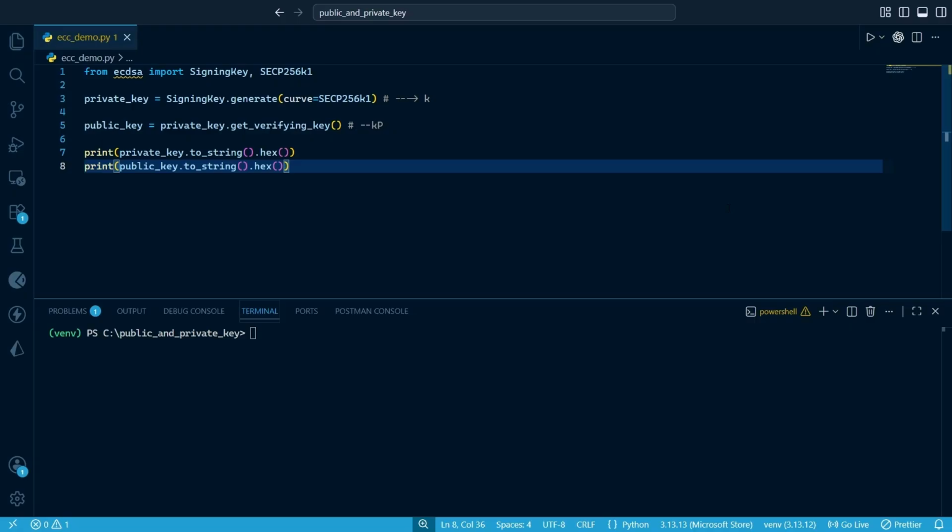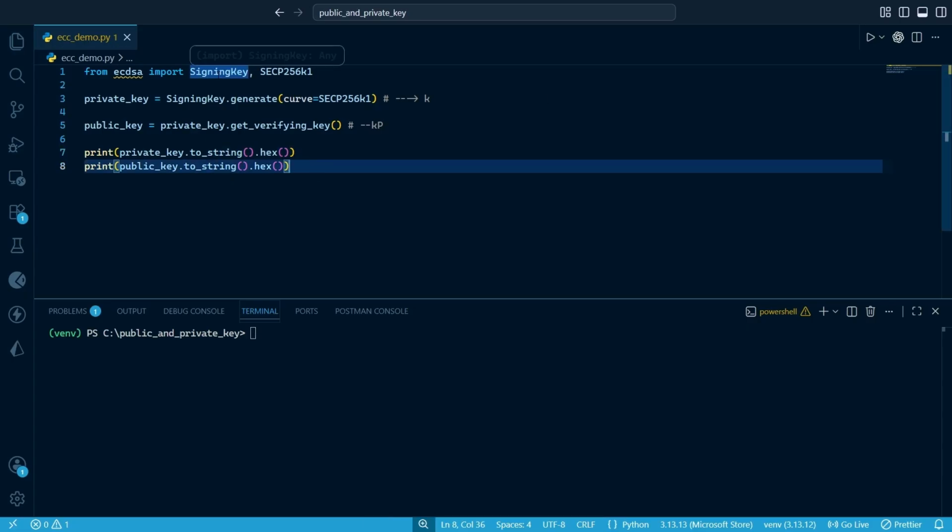Now that we understand the mathematics behind elliptic curve cryptography, let's actually demonstrate ECC in the real world. In just a few lines of Python code, we can generate the same kind of cryptographic keys used by Bitcoin, Ethereum, and modern secure systems. Alright, so we first create the private key and then we'll generate the public key using that private key. Okay, now let's do it.